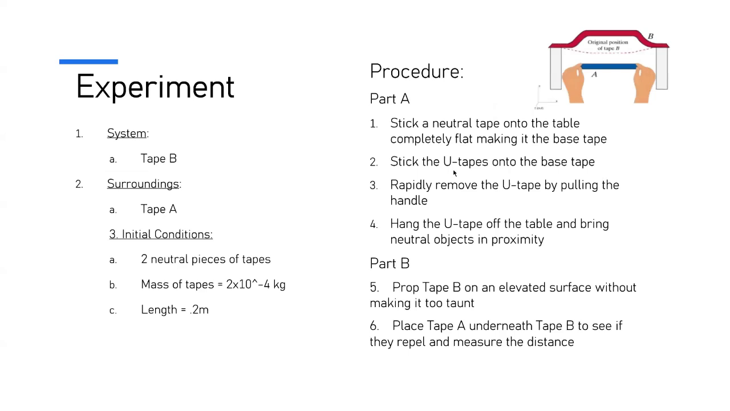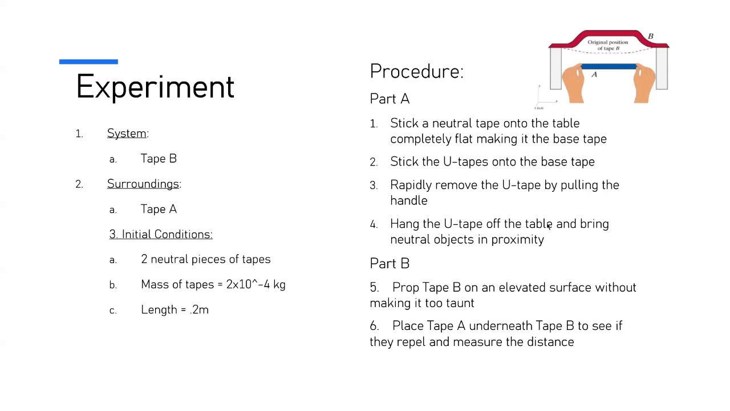So moving on to the experiment, the system is tape B, the tape on top, and the surroundings is tape A, the bottom tape. Some initial conditions are that we have two neutral pieces of tape. The masses of the tapes were 2 times 10 to the negative 4 kilograms, assuming that they are exactly 8 inches in length. And the length is 0.2 meters, or 8 inches.